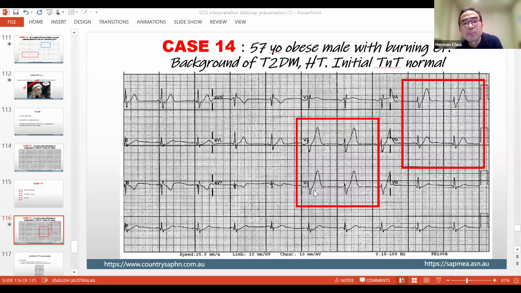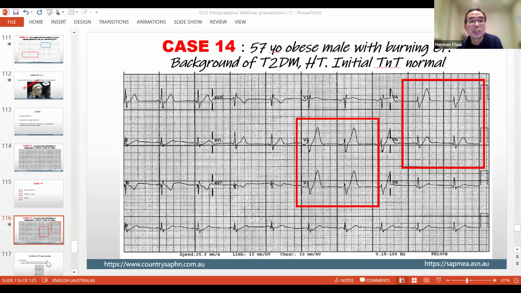Look at V3. There's upsloping ST depression there. Look at V4. There's upsloping ST depression, okay? How do I know? Because the J point ends just about there where my arrow is. So there's upsloping ST depression. The J point ends just about there, and so there's ST depression. This is isoelectric, there's no ST depression here, okay? And also there is some evidence of reciprocal change in 3 and AVF as well, okay?